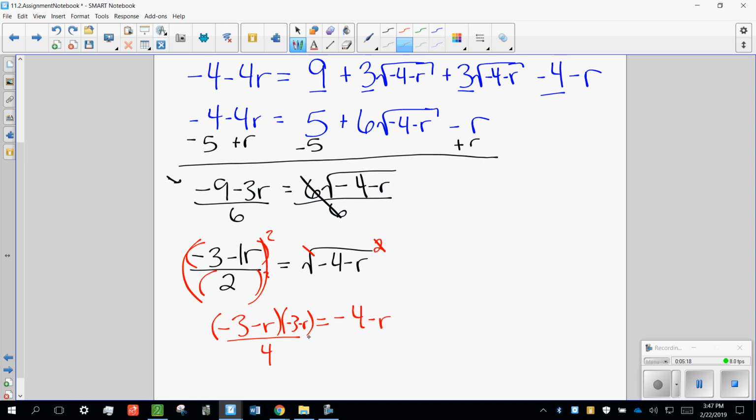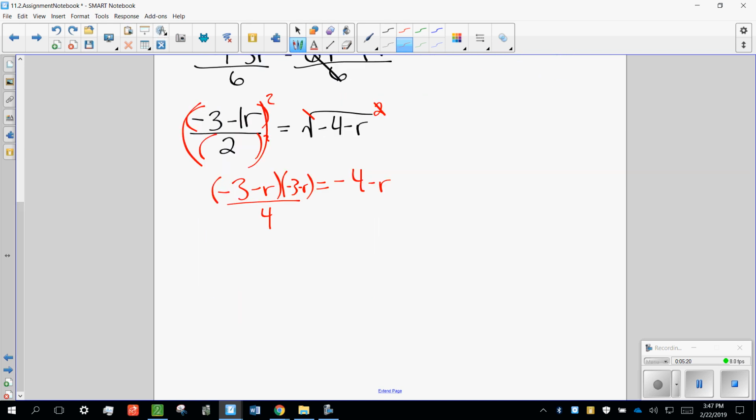So let's multiply that numerator out. Negative 3 times negative 3 is 9, minus 3r, or negative 3 times negative r, which is 3r, plus another 3r. And then negative r times negative r is r squared. All divided by 4 equal to negative 4 minus r. Okay, instead of trying to divide 9, 6, and r squared by 4, let's multiply both sides by 4.